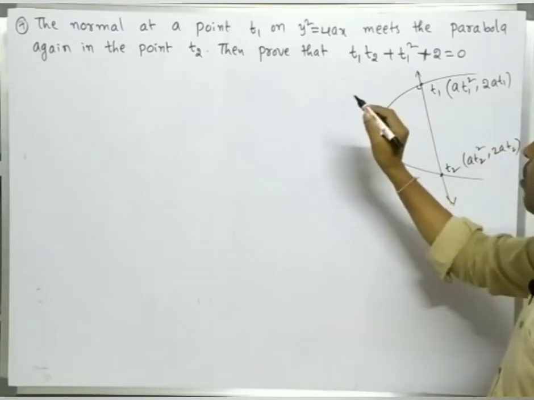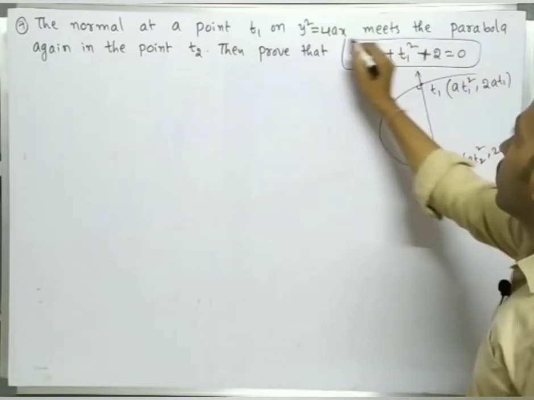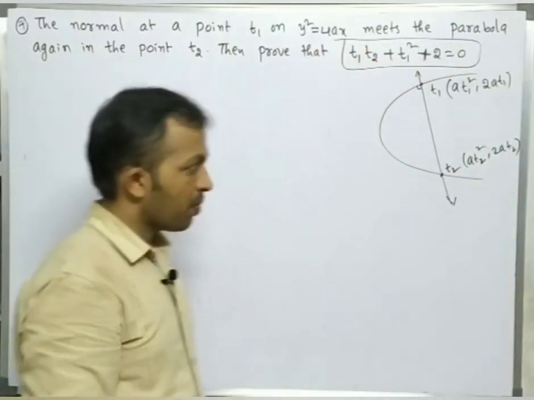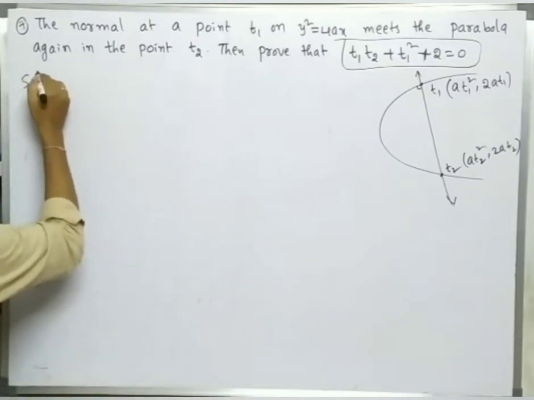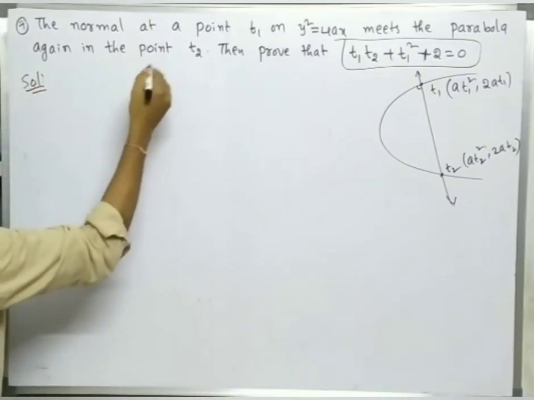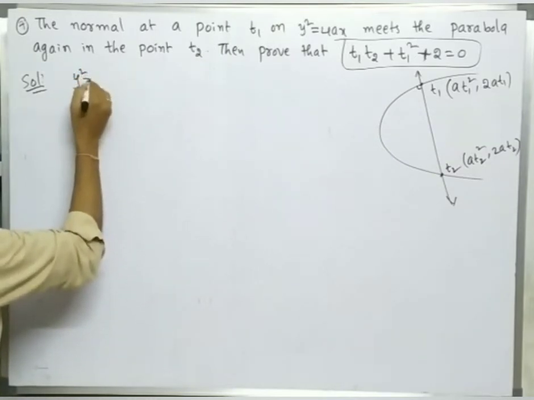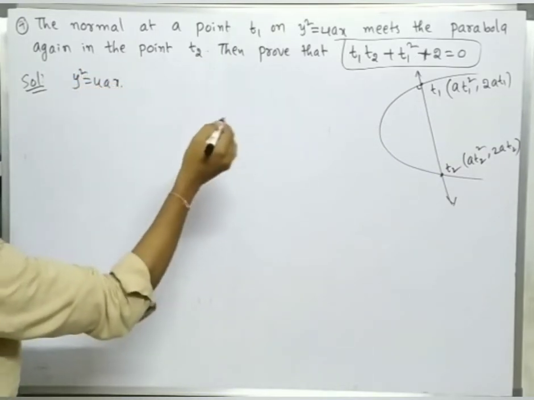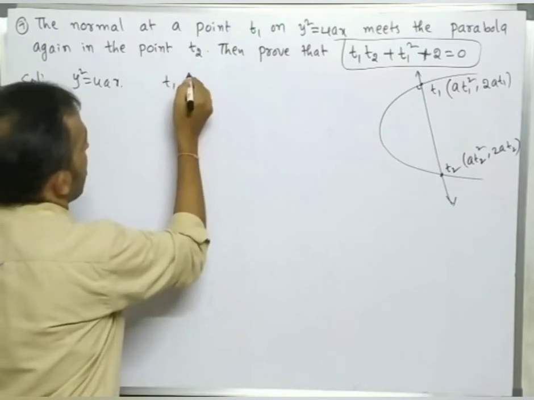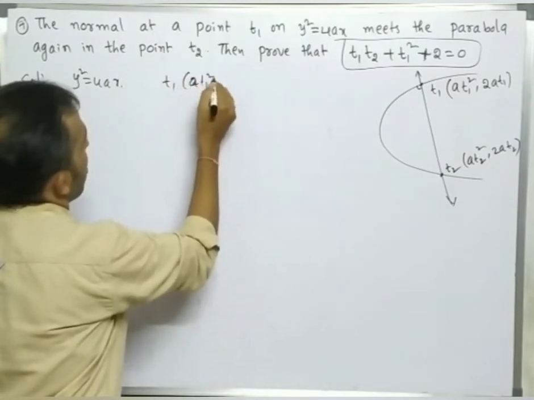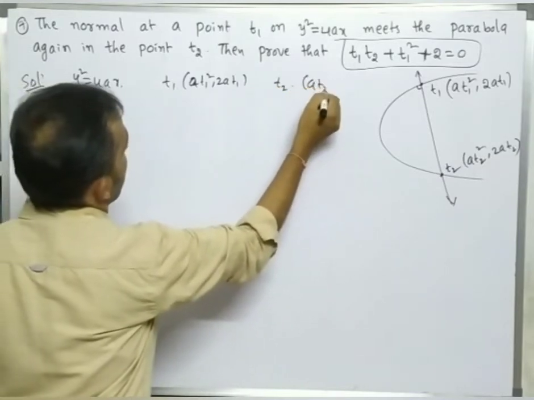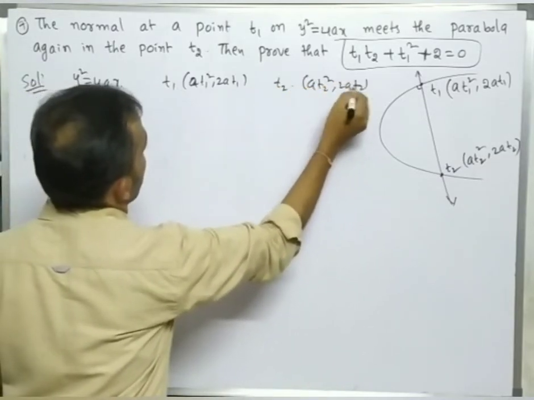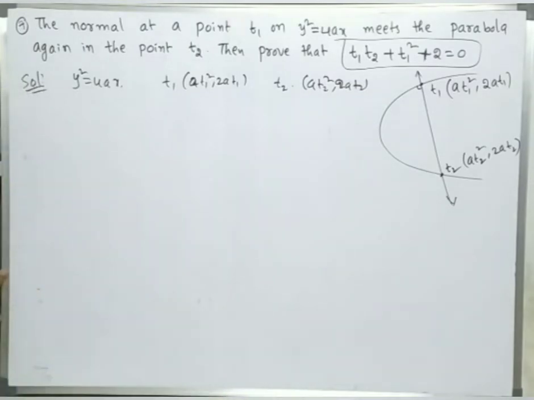Okay, right, then prove that this is the condition. So simple problem, sometimes asked for 7 marks. Write the given data: the given parabola is y square is equal to 4ax, and those 2 points are, one is t1: a t1 square comma 2a t1, and another point t2, that is a t2 square comma 2a t2, right? These are the 2 points and that is the normal equation.